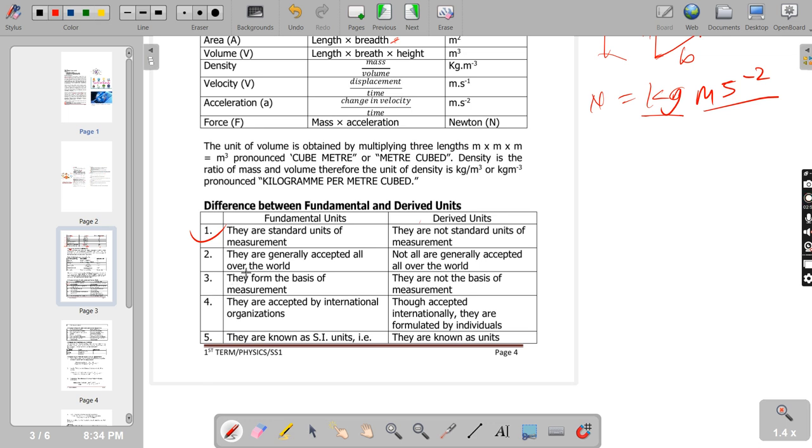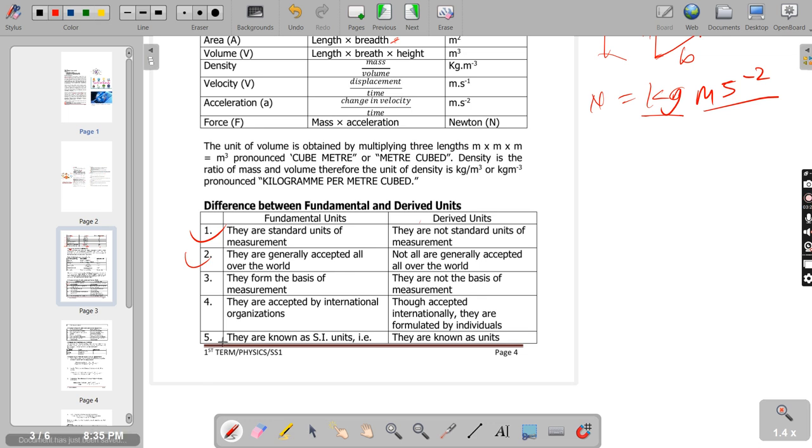Sorry about that, I have a little sore throat. Fundamental units are generally accepted all over the world. Not all derived units are generally accepted all over the world. Fundamental units form the basis of measurement; derived units are not the basics of measurement. Fundamental units are accepted by international organizations. Derived units, though accepted internationally, are formulated by individuals.